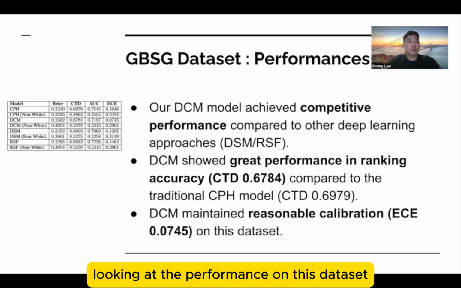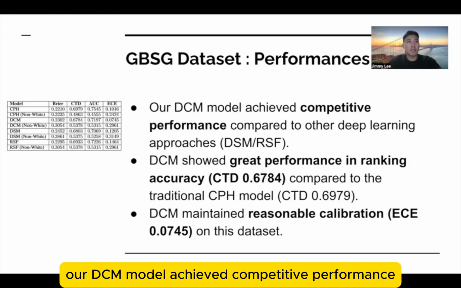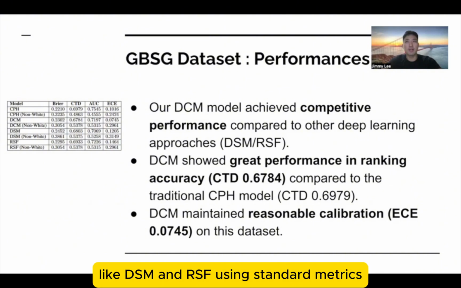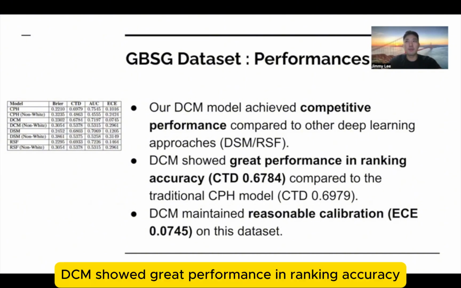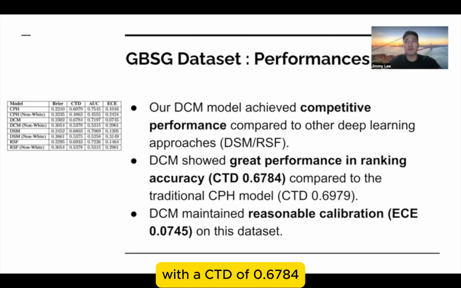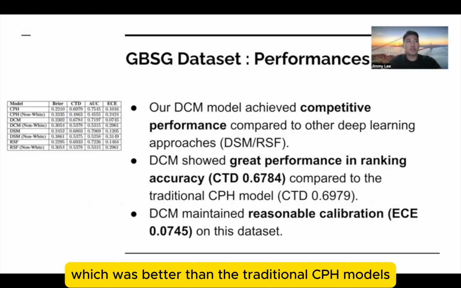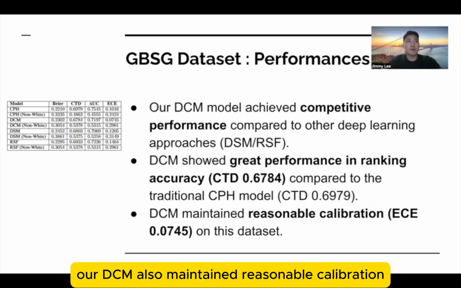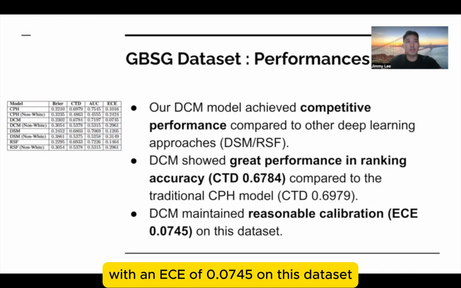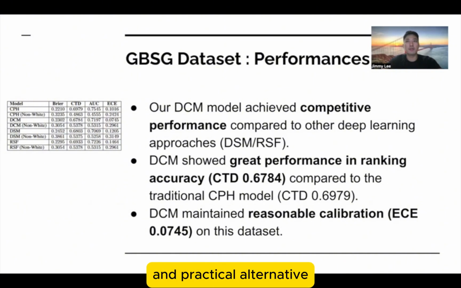Looking at the performance on this dataset, our DCM model achieved competitive performance when compared to other deep learning approaches like DSM and RSF using standard metrics. Notably, DCM showed great performance in ranking accuracy, with a CTD of 0.6784, which was better than the traditional CPH models. Our DCM also maintained reasonable calibration, with an ECE of 0.0745 on this dataset. These findings on the GBSG dataset help validate DCM as an accurate and practical alternative for survival prediction tasks in real clinical scenarios.